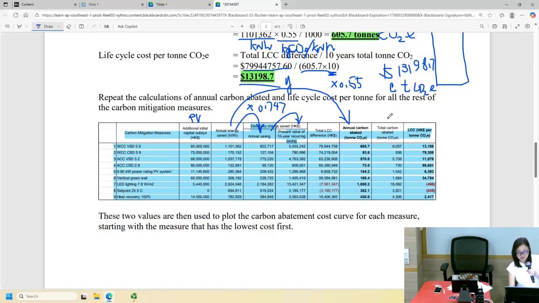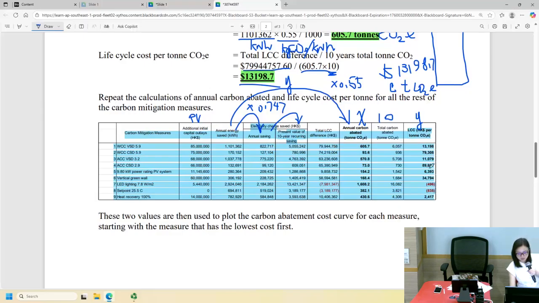Next, this is the total carbon reduction in 10 years' time. And the cost divided by the 10-year carbon dioxide reduction gives you the y-axis. So this is the y-axis, and this is the x-axis.